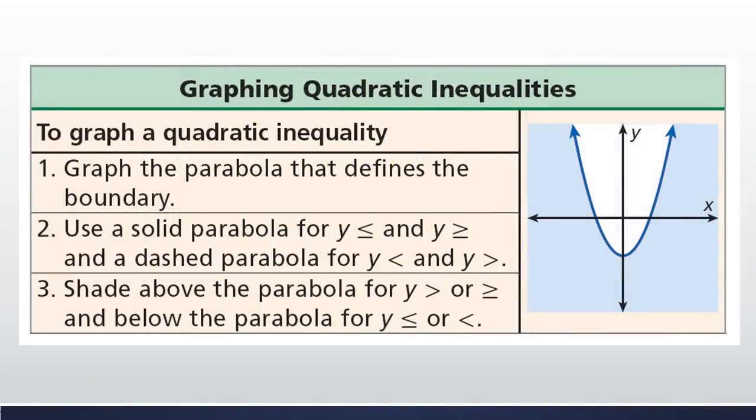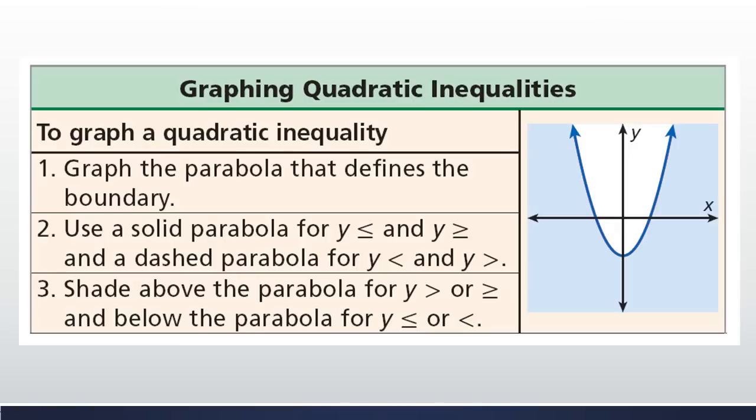So some steps when you're looking into graphing quadratic inequalities, very similar to that of linear inequalities. First, you're going to graph your function. So we're going to graph the parabola based on what the inequality says. And then you're going to use solid lines for greater than or equal to, less than or equal to, and dashed lines for less than or greater than. Same thing as with linear inequality.